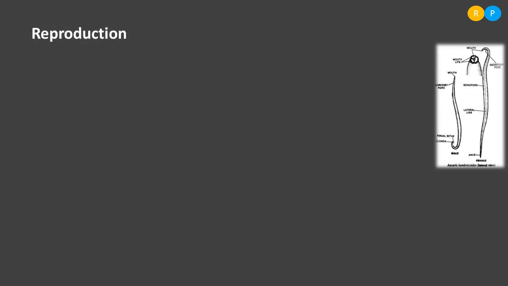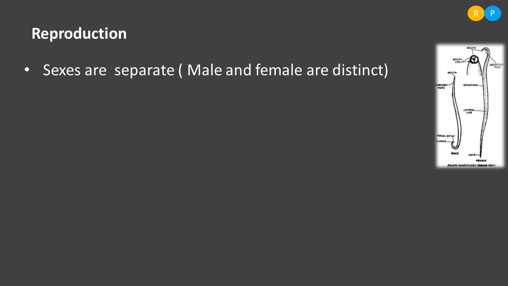Reproduction commonly takes place by the sexual method. Here you can see the diagram of the Ascaris roundworm. In Ascaris we have separate male and female worms. We can make out the differences between male and female worms here, because the male is very short and has an infolded posterior end, and the female is very long and has no folded posterior end. These are a few morphological differences between male and female individuals in Ascaris. So the sexes are separate, with a distinct male and female.